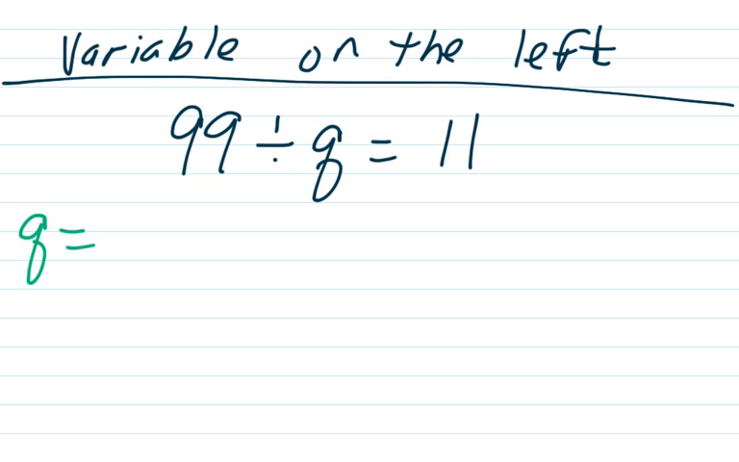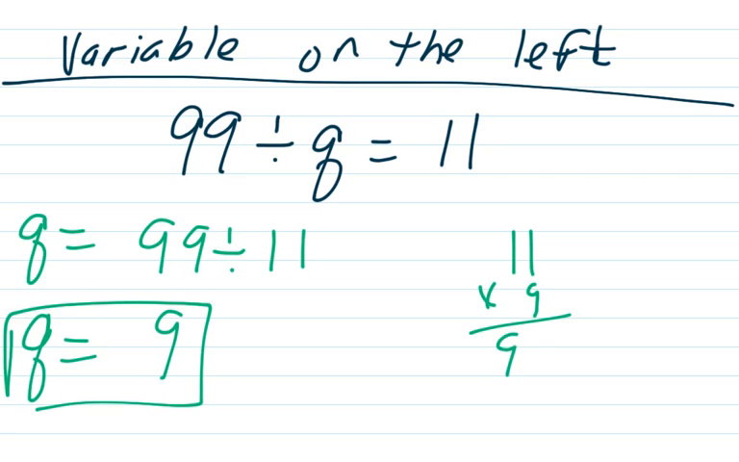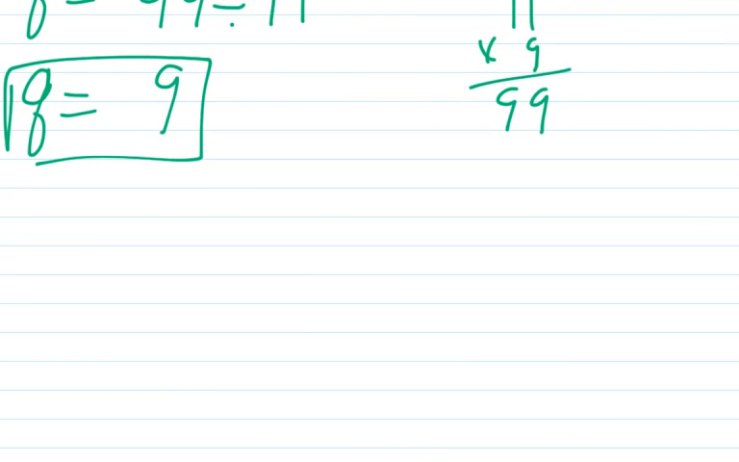So let's do Q equals 99 divided by 11. If we know our fact families, then we know that Q will equal 9, because 11 times 9 is 99. So let's check it and see if this works.